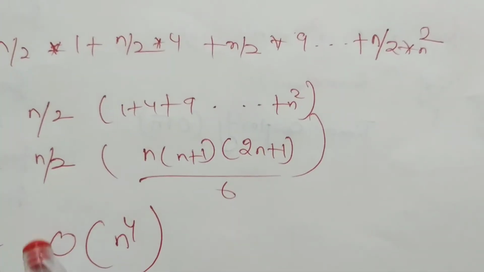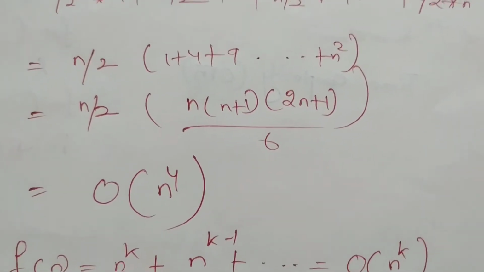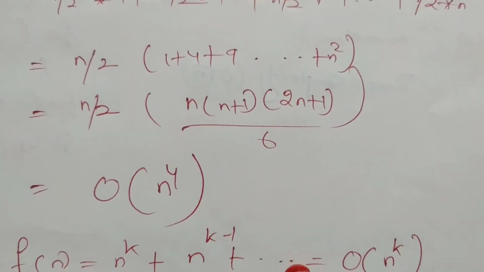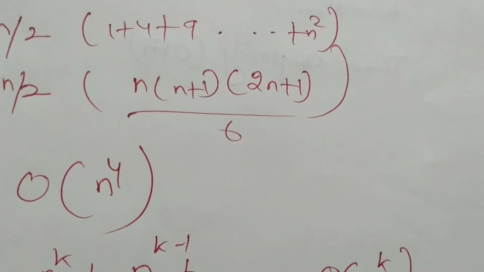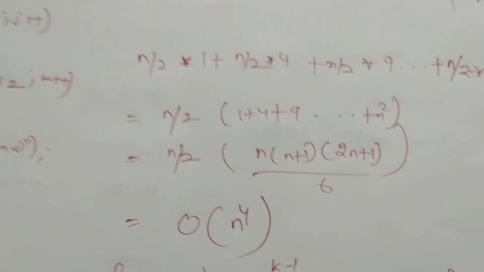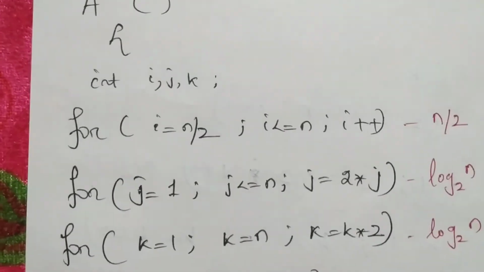So it is the order of n to the power 4. So in general terms we can write f(n) = n^k + n^(k-1). So this is what? Order of n to the power k. So the total complexity is order of n to the power k. Okay.